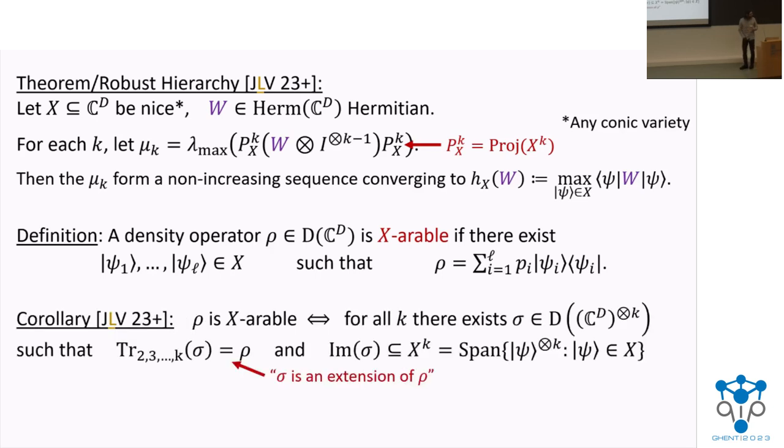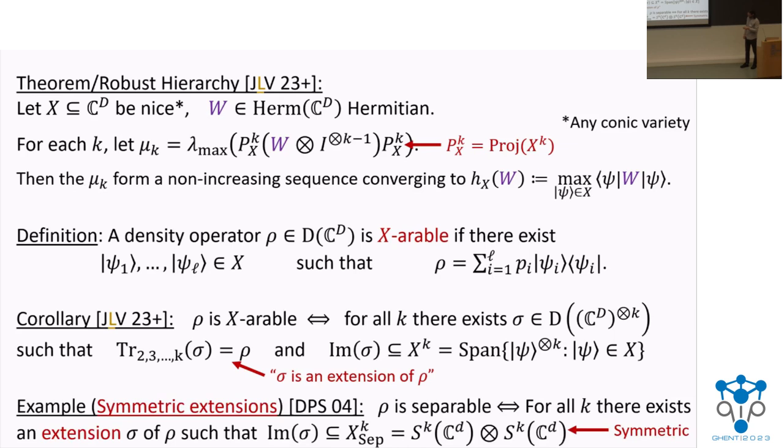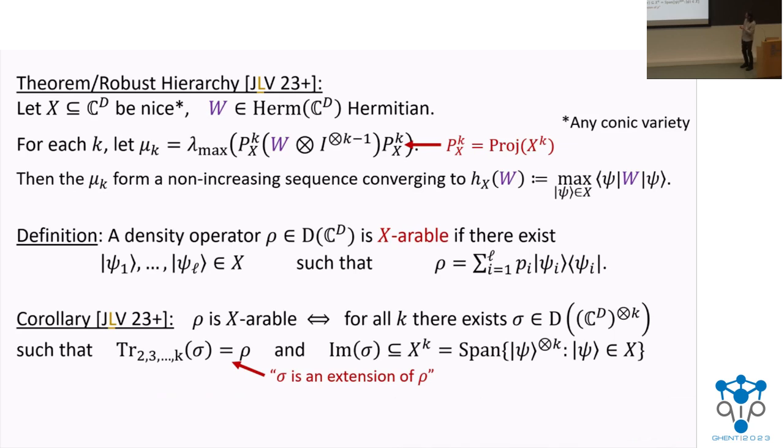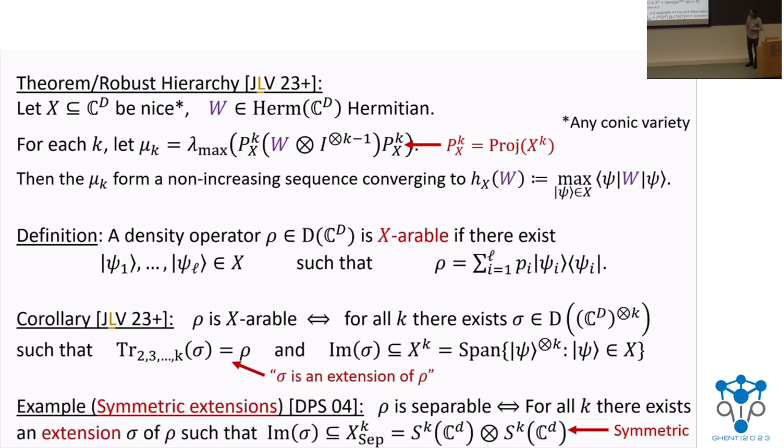So what we obtain as a corollary to this robust hierarchy is that a mixed state rho is exorable if and only if, for all k, there exists an extension sigma to k copies of C^D, such that the image of sigma is contained in this Xk. So for example, we can recover the symmetric extensions hierarchy of DPS, which says that a state rho is separable if and only if for all k there exists an extension sigma of rho, for which its image is contained in this symmetric space.